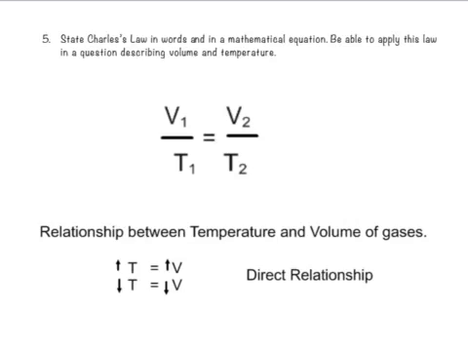Think back to the example of the balloon plunged in liquid nitrogen. As the temperature of the gas inside the balloon decreased, the volume decreased and it shrunk down. When it sat out on the counter, the temperature rose and therefore the volume increased.